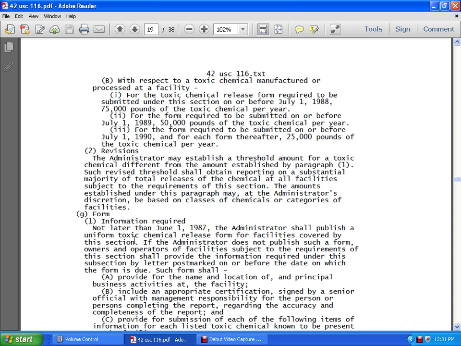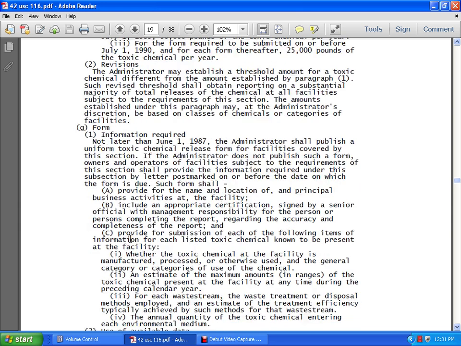Such form shall A, provide the name and location and the principal business activities of the facility. B, include an appropriate certification, signed by a senior official with management responsibility for the person or persons completing the report, regarding the accuracy and completeness of the report, and provide the submission of each of the following items of information for each listed toxic chemical known to be present at the facility.